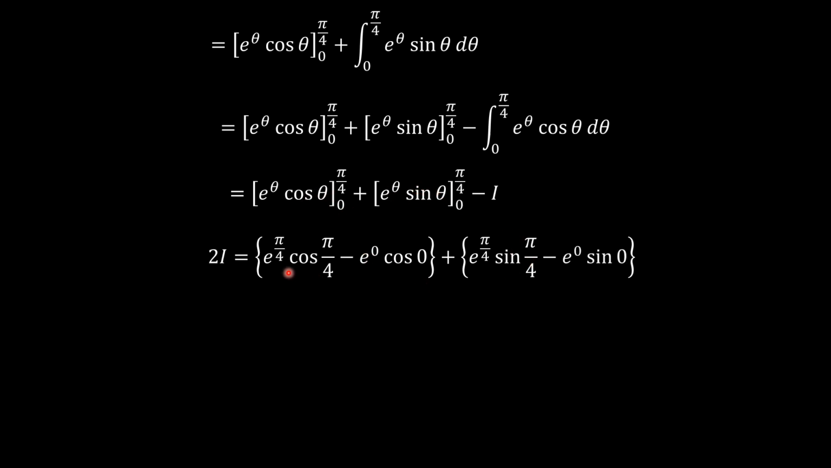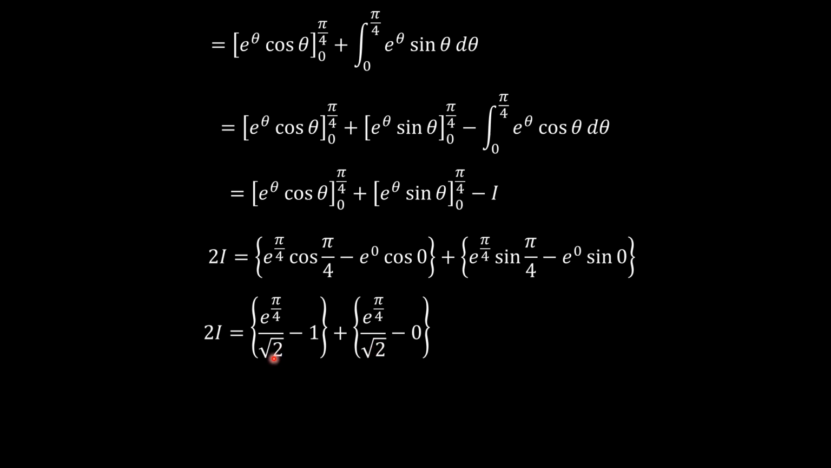this. And so in this instance, cosine 0 here is going to be 1, and this e to the 0 is 1, and so we're going to get 1 here. Sine 0 is 0, so this part goes to 0. Then here cosine pi over 4 is the same as sine pi over 4, which is 1 over root 2. And so 2I is equal to e to the pi over 4 over root 2 minus 1 plus e to the pi over 4 over root 2 minus 0.